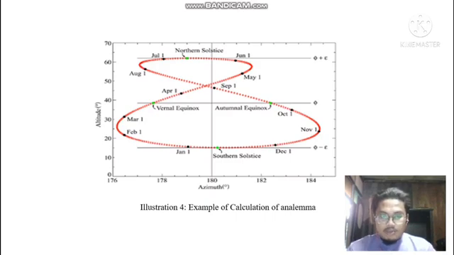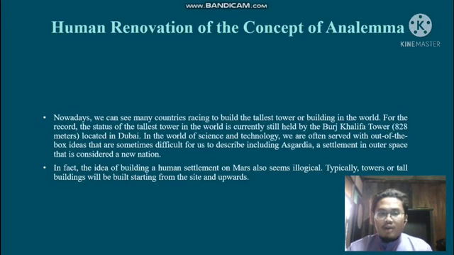Illustration 4 shows an example of calculation of Analemma. Human renovation of the concept of Analemma. Nowadays, we can see many countries racing to build the tallest tower or building in the world. For the record, the status of the tallest tower in the world is currently still held by the Burj Khalifa Tower, which is 828 meters, located in Dubai.